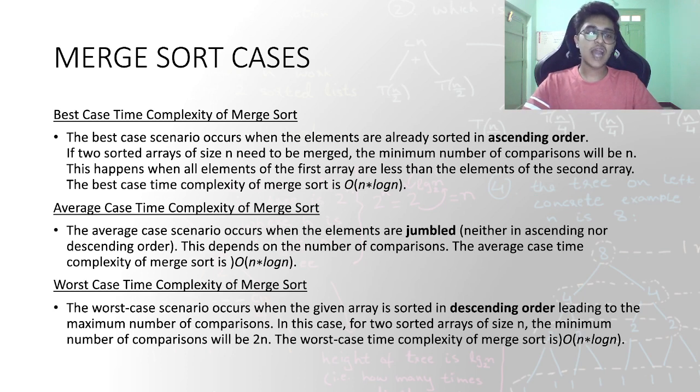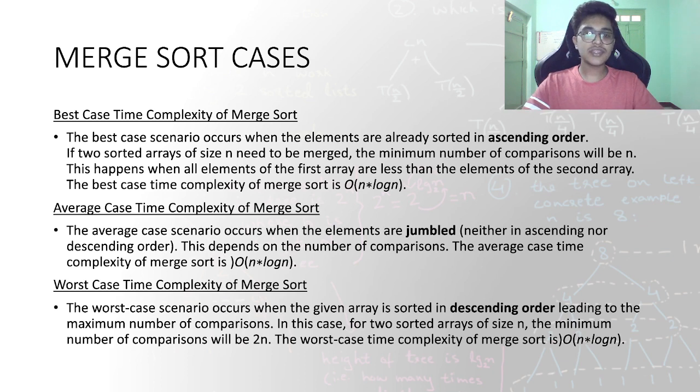Next would be the average case time complexity of merge sort. The average case scenario occurs when the elements are jumbled, that is, they are neither in ascending order nor in descending order. So this depends on the number of comparisons each and every time, because this is a recursive function. The average case time complexity of merge sort is again big O of n log n.